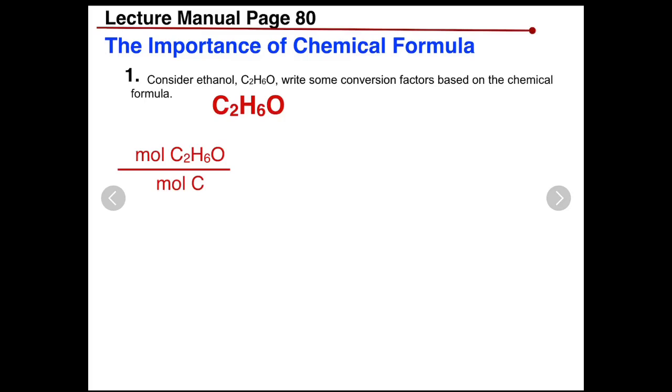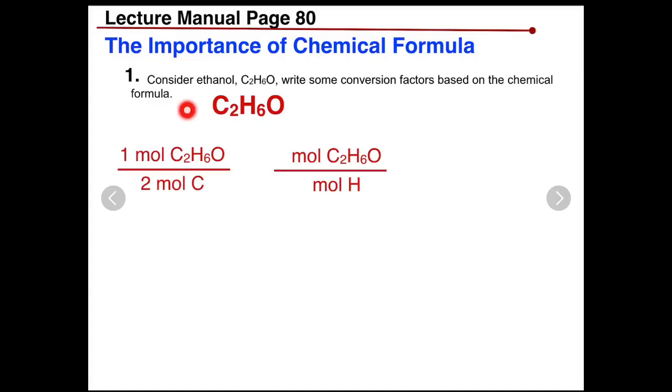For example, in this case, if you're looking at this, 1 mole of this would contain 2 mole of carbon, because this is the ratio of it. So that would be the ratio that we can extract from here. Same thing, you can look and compare between mole of the ethanol versus mole of hydrogen as well.